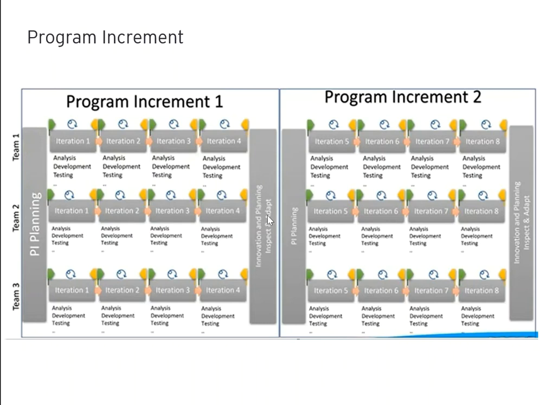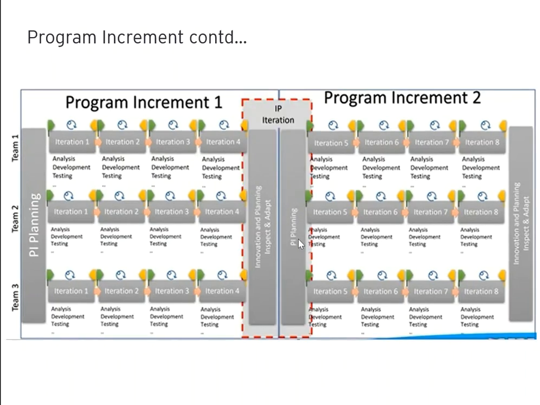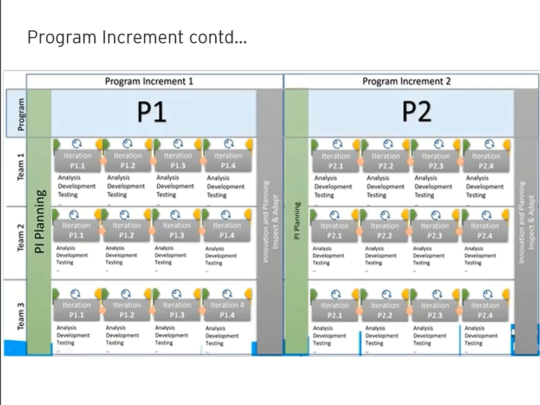And this innovation and planning, when compared to PI planning, we call it the IP iteration. Actually it is innovation and planning. After completing this iteration, whatever we are doing here is for the next PI. So we call it the IP iteration, that is the innovation and planning iteration. In this we have the inspect and adapt along with the PI planning. It gives a clearer picture of PI planning.